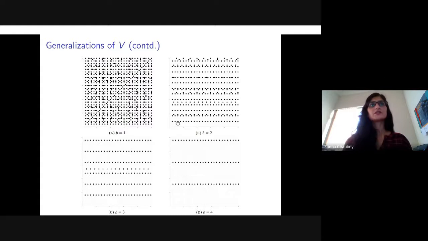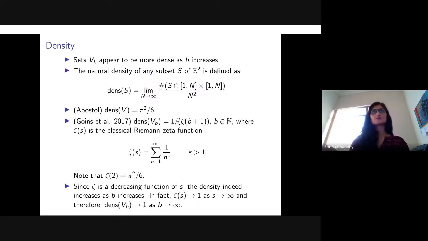Now, there are various generalizations. The picture which you see here is a picture of the visible lattice points. For b equals 1, you have the picture in the leftmost corner up there, and then for b equals 2. So what one can observe is that as b increases, the density of visible lattice points increases. At least that's what the picture says. So that brings us to the question of density.